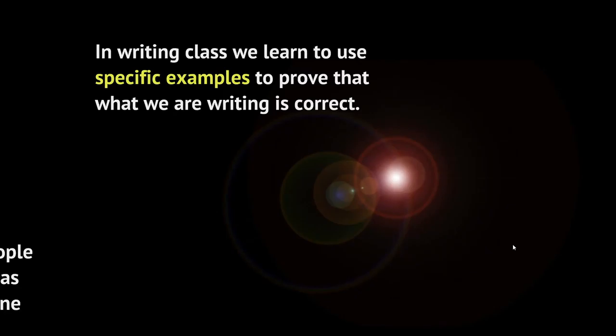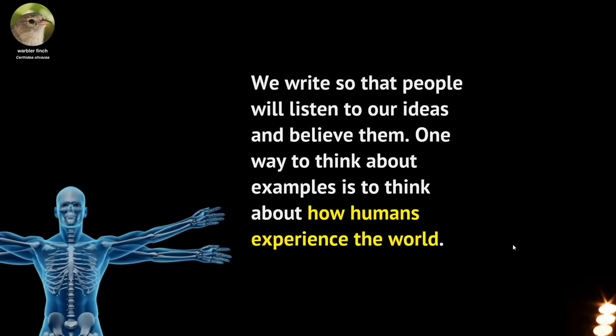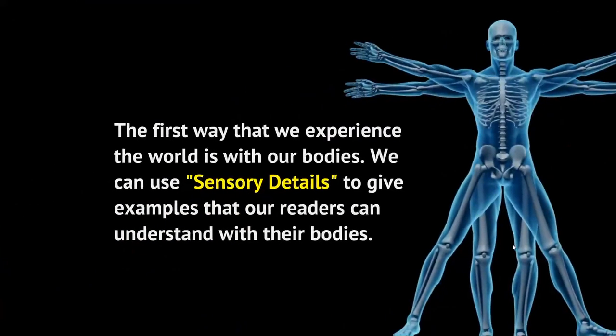In writing class, we learn to use specific examples to prove that what we are writing is correct. We write so that people will listen to our ideas and believe them. One way to think about examples is to think about how humans experience the world. How do humans experience the world? I'm going to just talk about three specific ways that humans and our minds interact with the world.